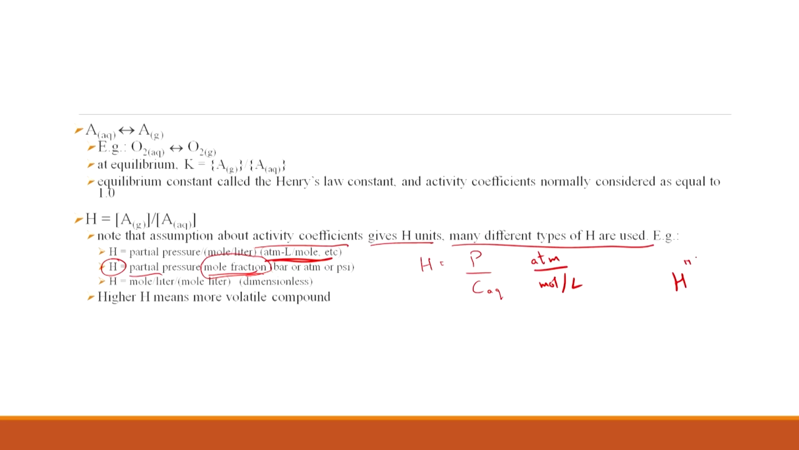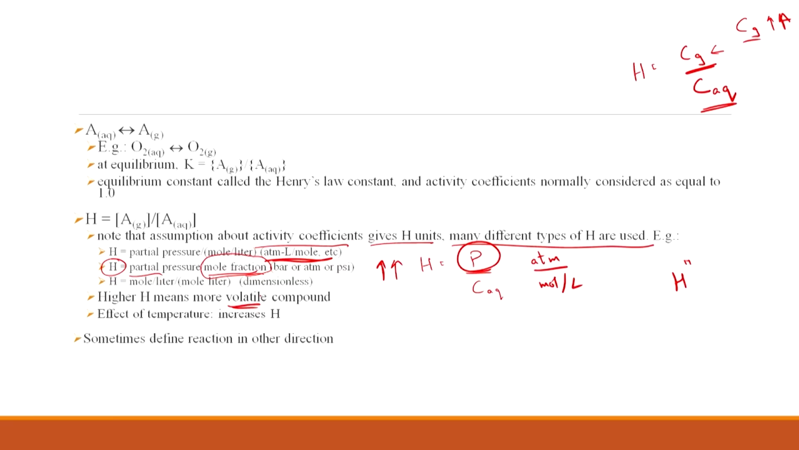What does a higher H mean? Higher H means that the numerator is typically higher. As we just said, H is the concentration of the compound in the gaseous phase relative to its concentration in the aqueous phase. So higher H means the concentration in the gaseous phase is higher compared to the aqueous phase. The compound prefers to stay in the gaseous phase, which means it is a relatively more volatile compound.